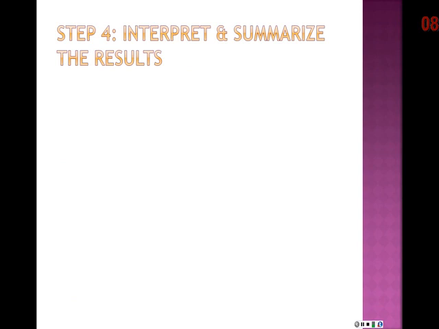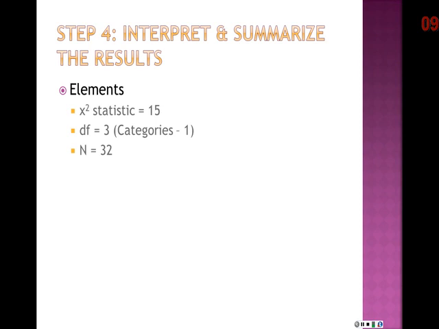So now we need to interpret and summarize the results. So there are several elements we need in this interpretation and summarization. First, we need the chi-square statistic. We need the degrees of freedom. So in this case, our degrees of freedom equals 3. We have 4 categories minus 1, that equals 3. Our n is 32. And our p-value, again, this is our alpha level. So this is usually 0.05. So we're saying in this case, it's either greater than or less than 0.05.